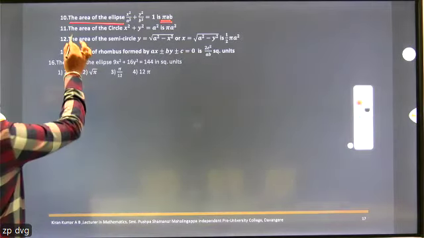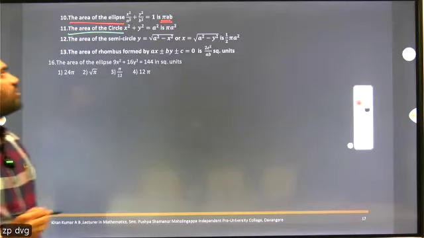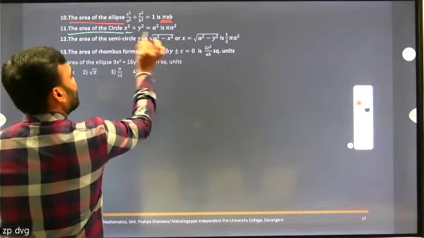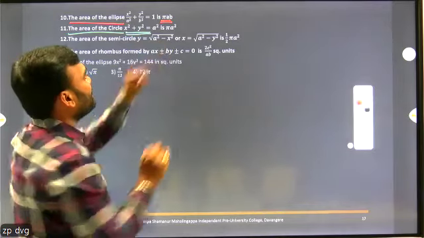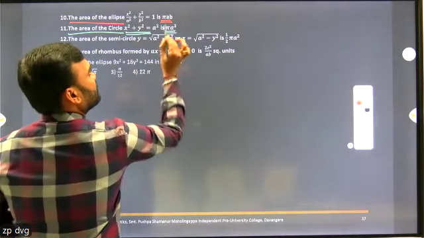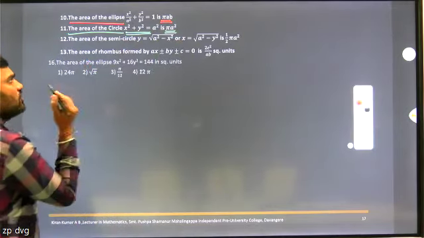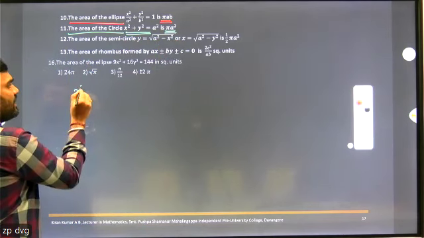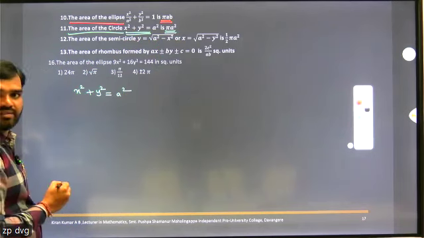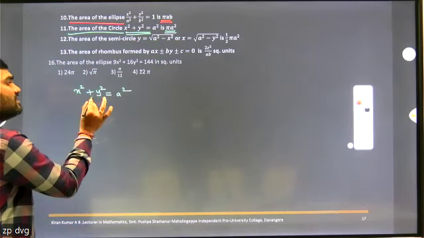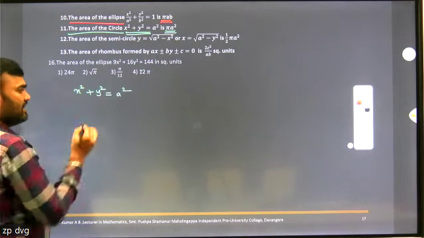Next, the area of the circle x square plus y square equals a square is pi a square. How to remember this? We know the circle x square plus y square equals a square has its center at the origin and the radius is a.